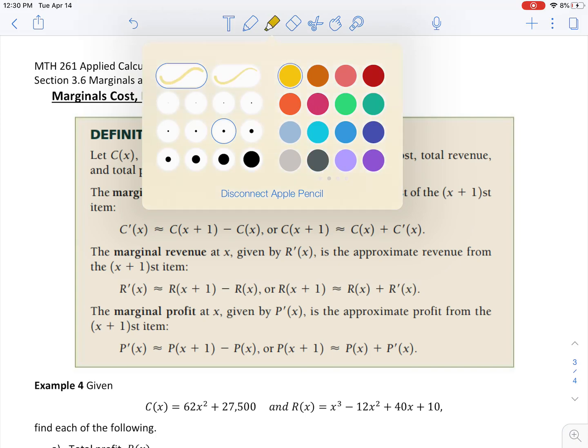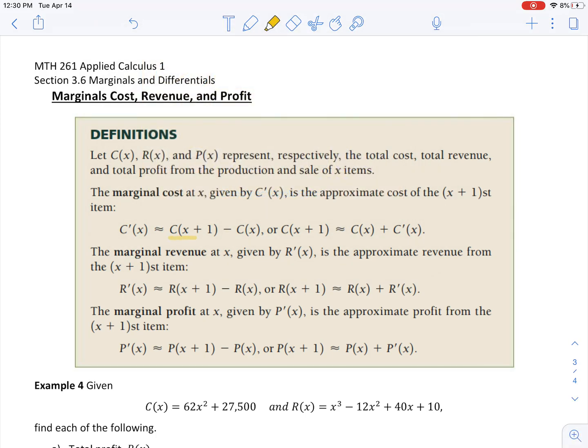But I also like what they have here. If you take a look, they wrote that the marginal cost is approximately the cost of x plus 1 units minus the cost of x units. And if you add c of x to both sides, you can solve for c of x plus 1. I think we'll use both of these in the next 3 examples that I prepared for you.